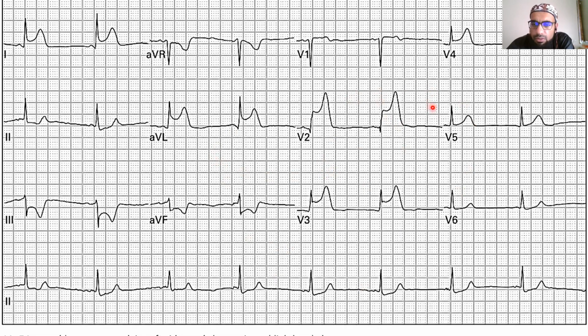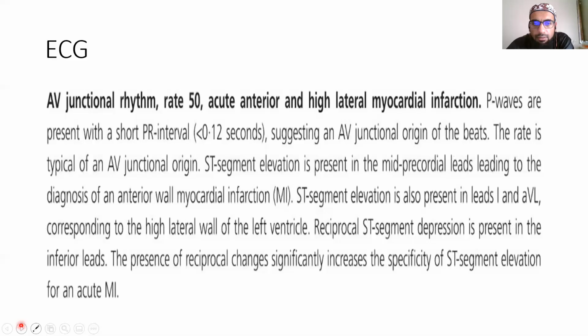Okay, so we've looked at everything. This is what our assessment of the ECG is. Okay, so let's see what's the answer that they give us. All right, so we've got an AV junctional rhythm, like I say, rate of 50, acute anterior and high lateral myocardial infarct.